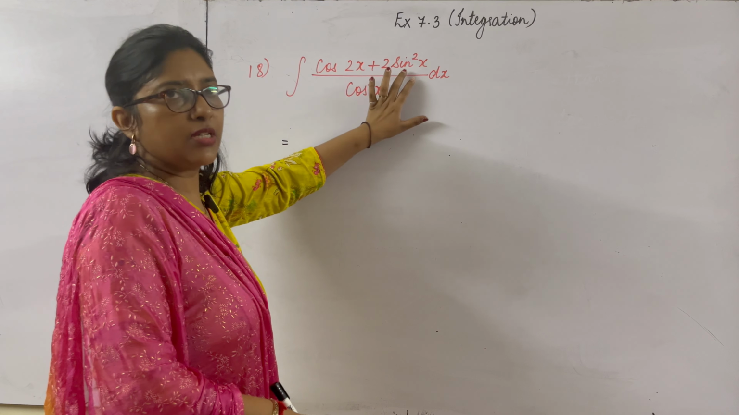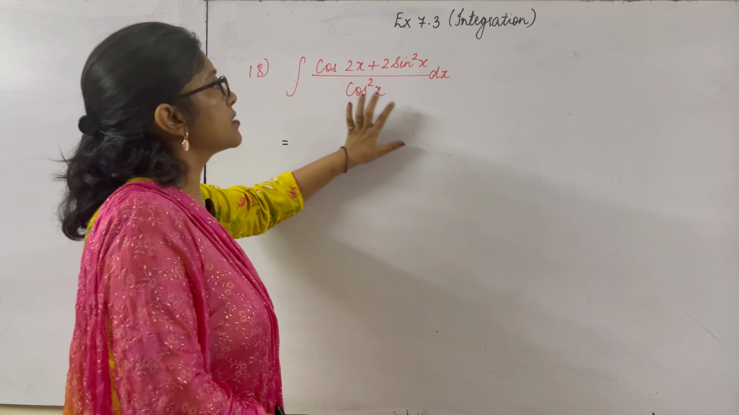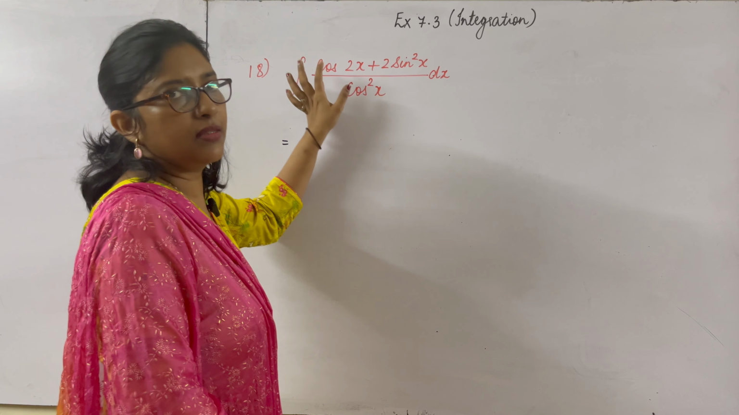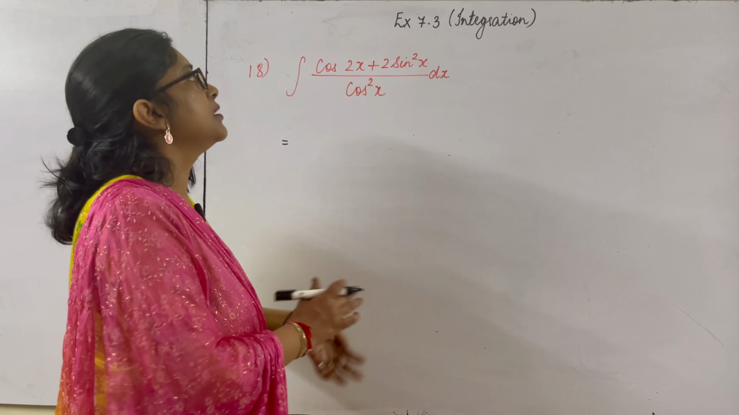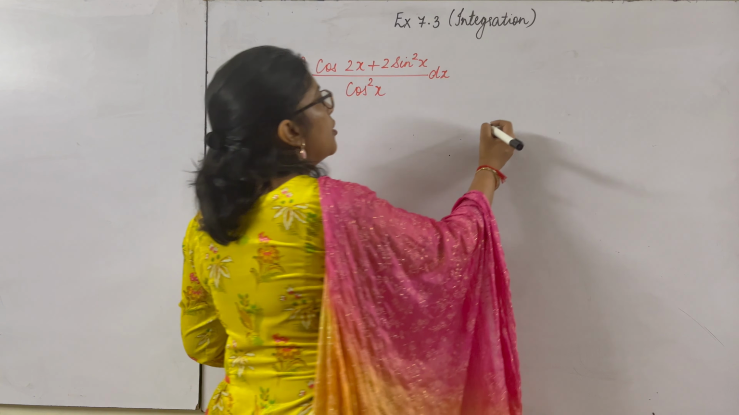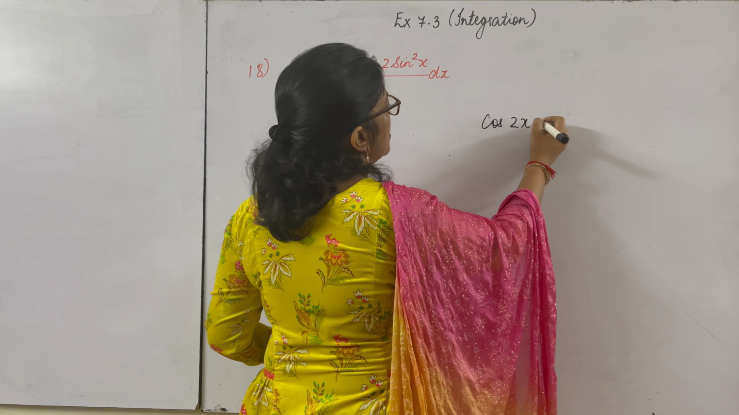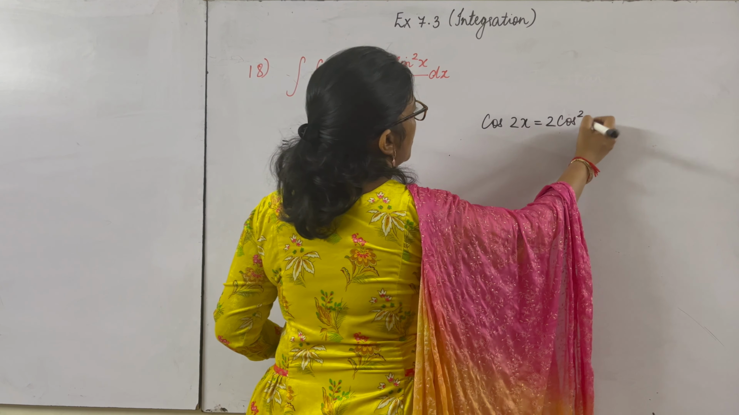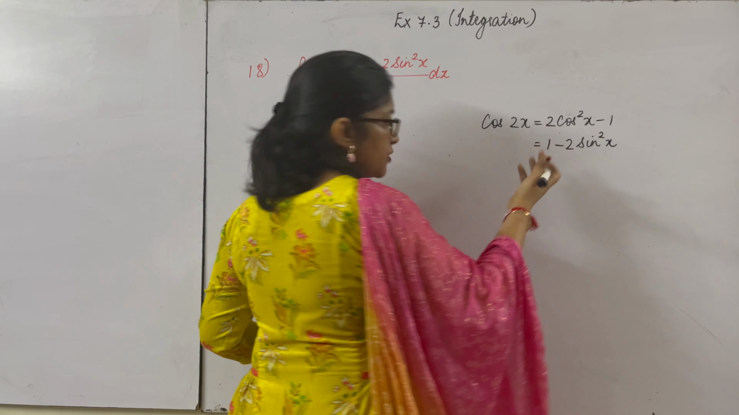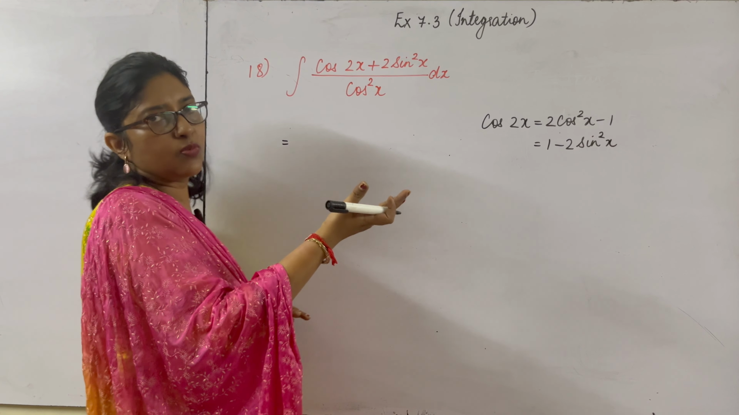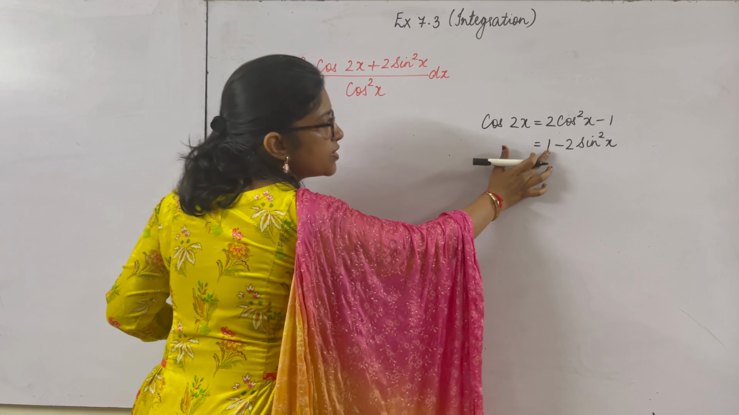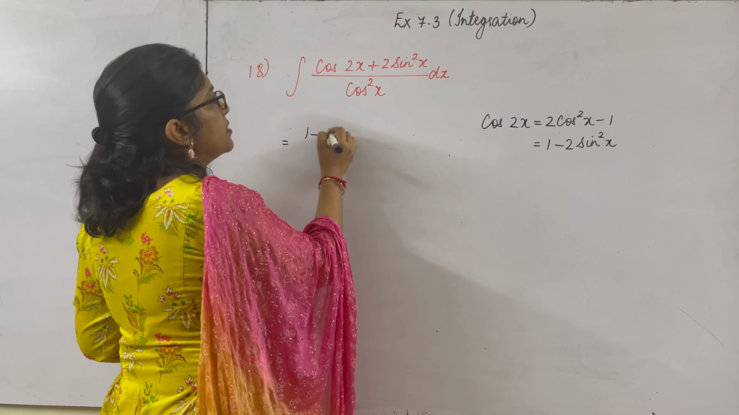This is cos 2x plus 2 sin square x upon cos square x. As we know, we want the same angle in the question for easy integration. So we can easily convert cos 2x. What are the different formulas of cos 2x? One is 2 cos square x minus 1, another is 1 minus 2 sin square x, and there are other formulas, but we are writing the ones which we can substitute over here. Since we have 2 sin square x, we will substitute 1 minus 2 sin square x.